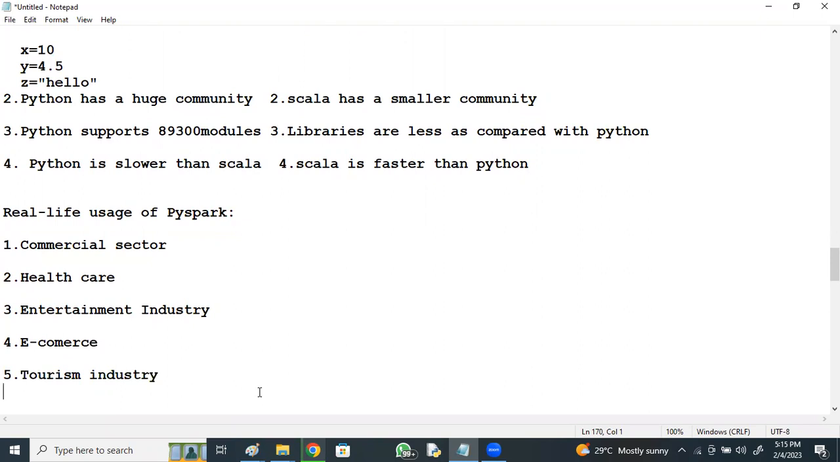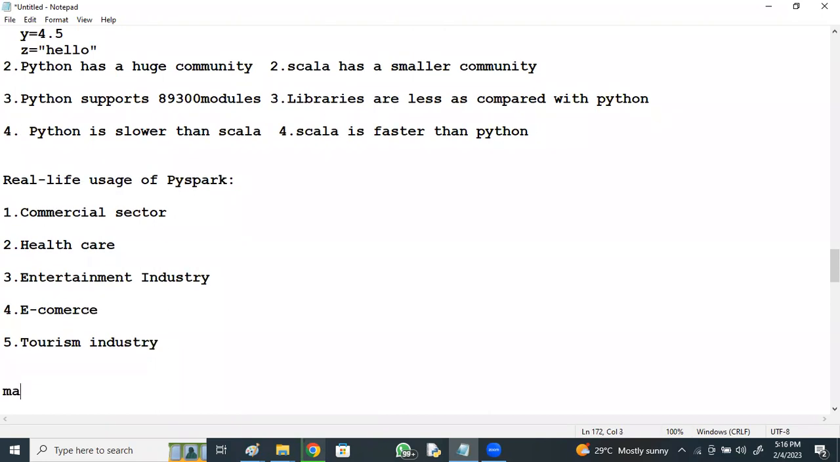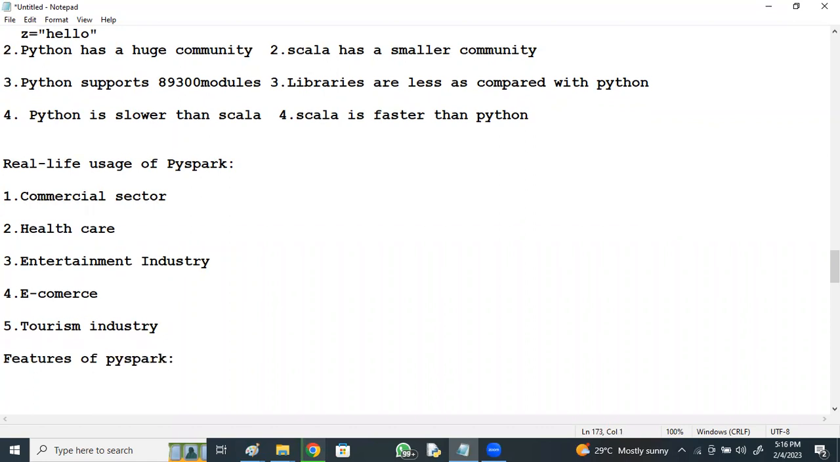So the main features of PySpark. First thing is in-memory computation, which means everything is stored within the RAM, and processed within the memory. Storage within the memory and processing within the memory: that is in-memory computation.